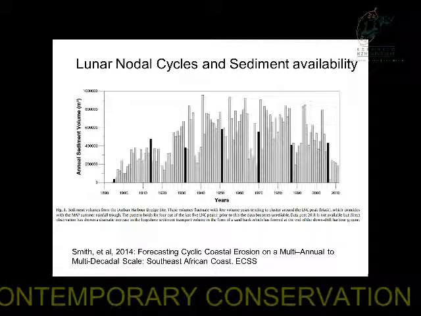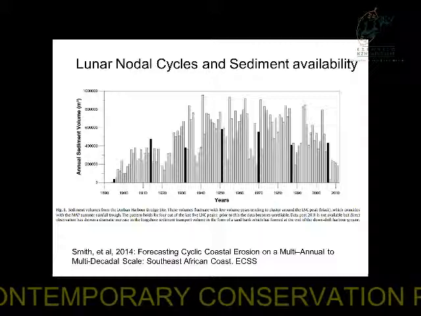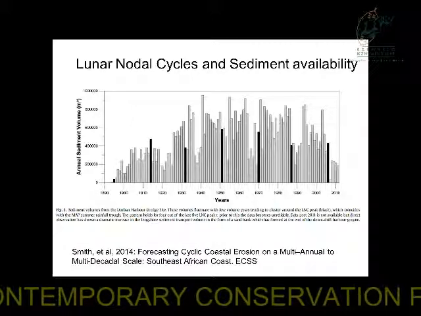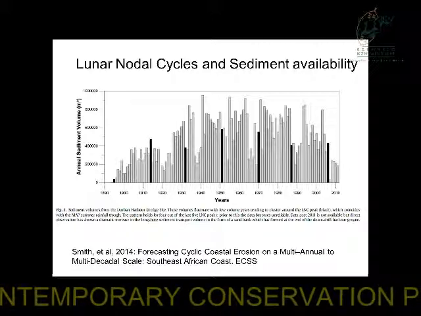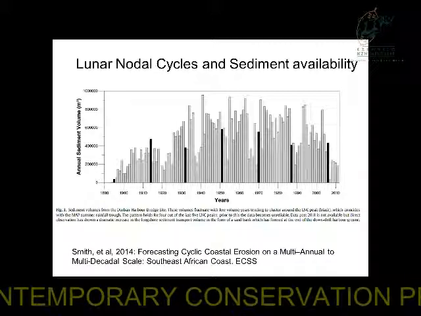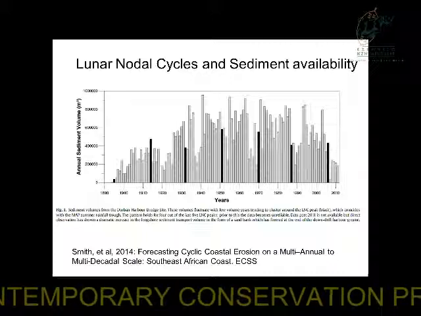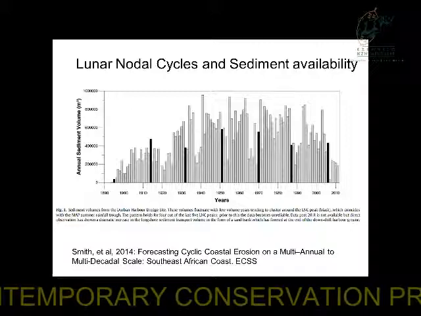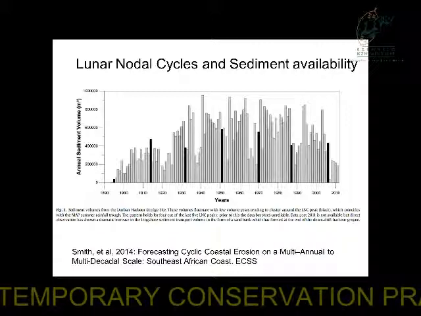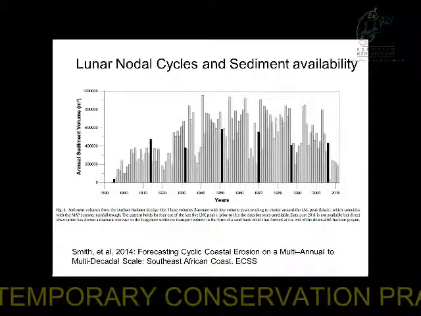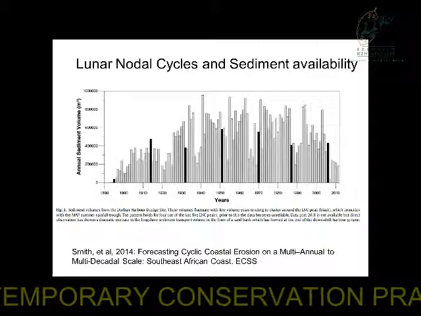Okay, the next thing to do is you've got to look at cycles. So beach erosion happens in different cycles. There's a thing called the lunar nodal cycle, and that affects sediment availability. So what I've done here is I've given that same graph of the dredge volumes, and the black lines is the dredge volumes, but it's on the years that coincide with the lunar nodal cycle. So what is a lunar nodal cycle, you might all be asking? That's when the moon is closer to the Earth, basically. It's when the gravitational pull is the most. So it occurs in an 18.6-year cycle.